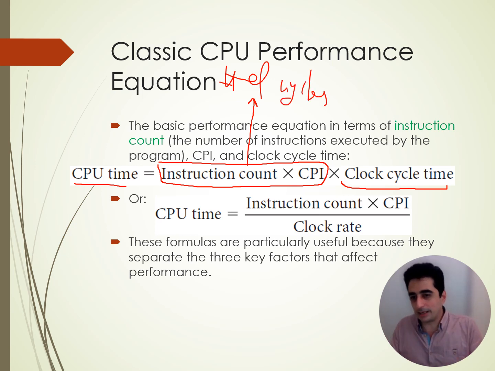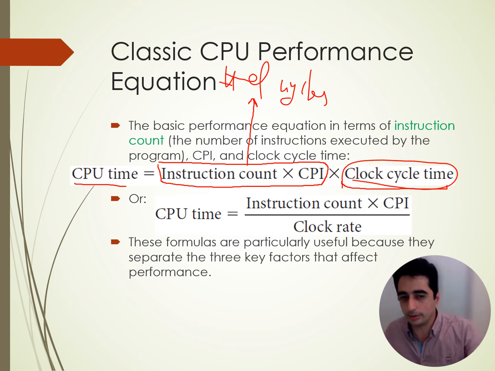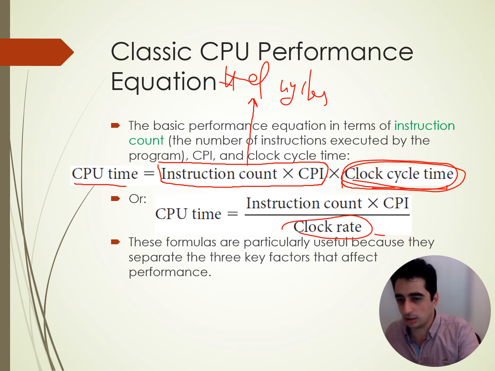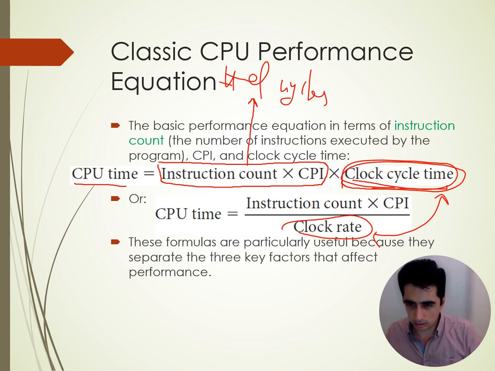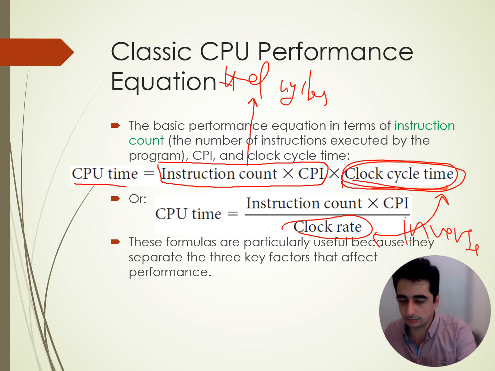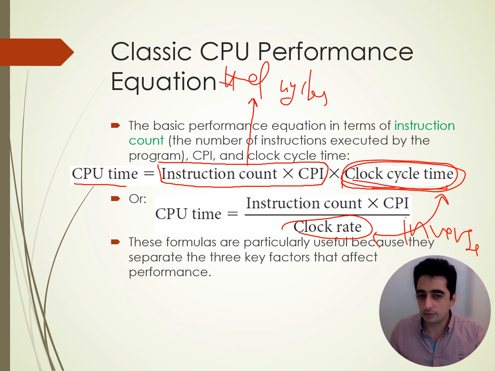And you multiply this by clock cycle time to calculate CPU time. Or you can just move this part into the denominator and consider it as clock rate, because clock rate and clock cycle time have an inverse relationship, right? So it's easy to get to one formula given the other. That's not a big deal.